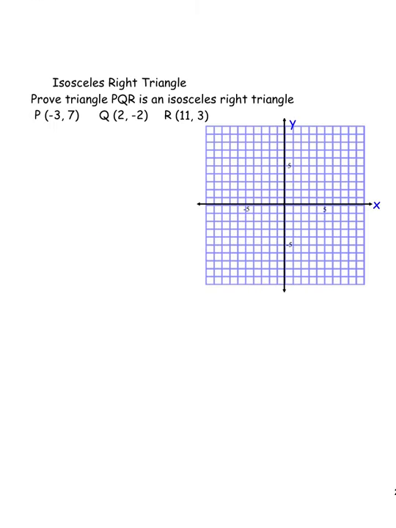If we look at the first example, we want to prove that we have an isosceles right triangle. So here, isosceles means two congruent sides. That we do with the distance formula. Right means that there are perpendicular sides, so that means we're going to do the slope formula. Once again, I'm going to hit pause, do the work, and then come back to you and explain what the work shows.